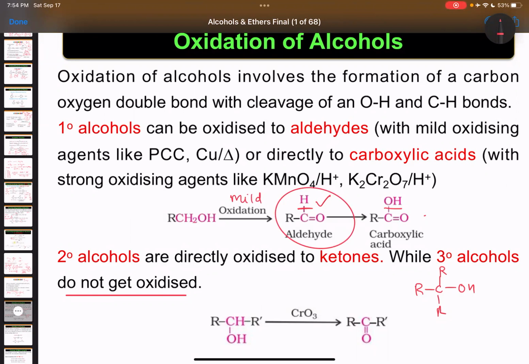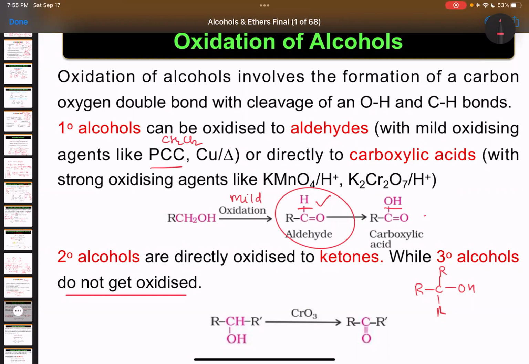PCC and PDC. But you need to keep one thing in mind: you don't have to take water. What is the solvent with PCC? It is CH2Cl2, right? If you take water, the whole purpose of taking a mild agent will be defeated. It will change to carboxylic acid in water.